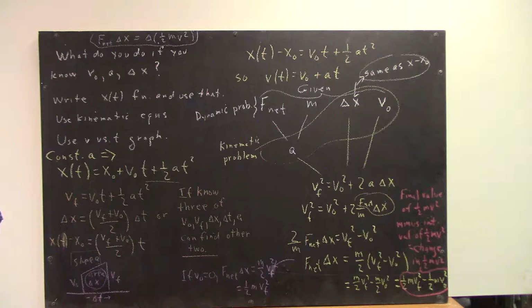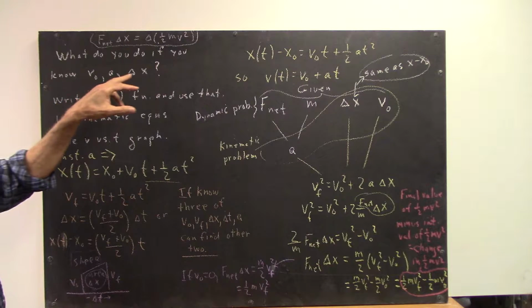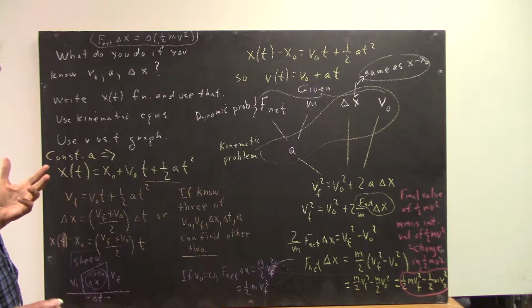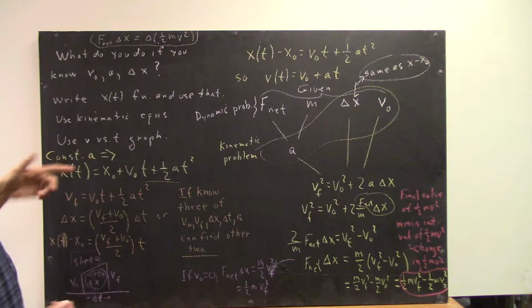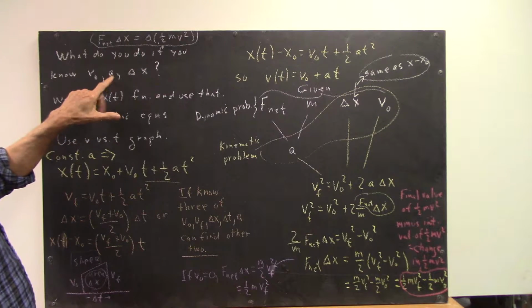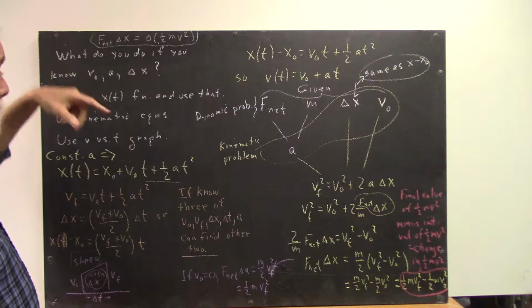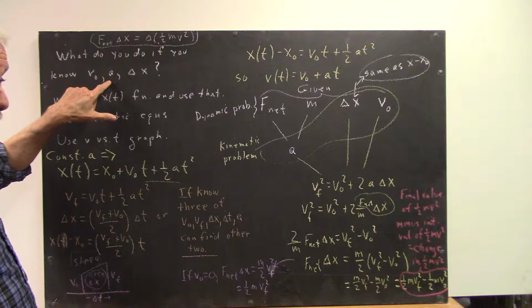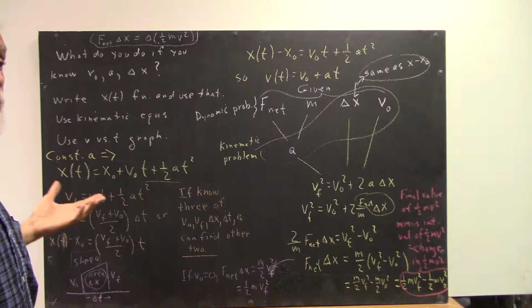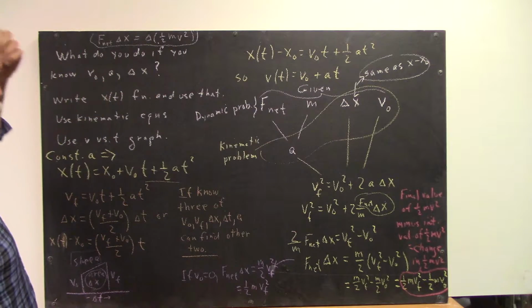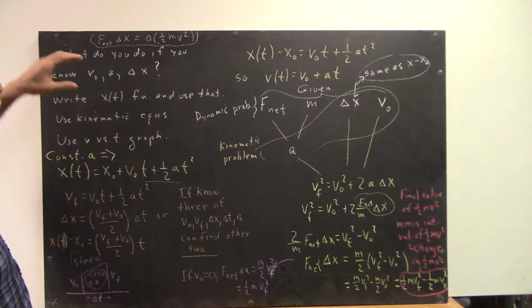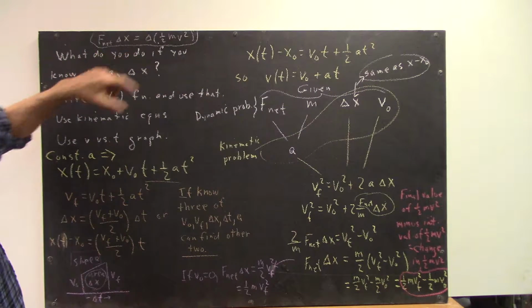Okay. So if you know V0, acceleration, and delta x, well, that's just a kinematic situation. We have a constant net force. It's supposed to be constant. We know acceleration is constant. So we could use the kinematic equations if we wanted to. People didn't seem to be as familiar as I expected with the kinematic equations, but I expect that to change pretty easily.